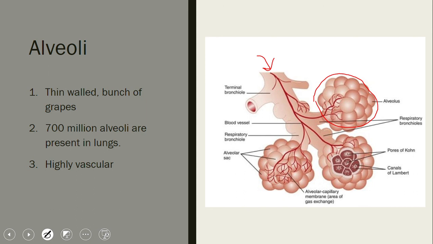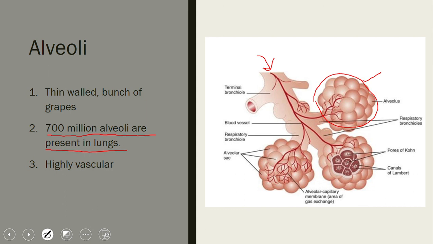Each terminal bronchiole will have 10-12 alveoli. Each alveolus will have a number of alveolar sacs. In all, there are about 700 million alveoli present in the lungs. You must be remembering, initially I told you the surface area should be large. So this is the reason so many air sacs are there, and they increase the surface area.